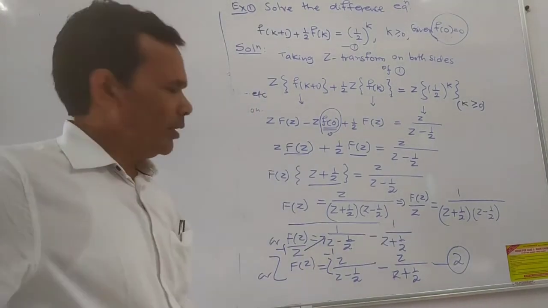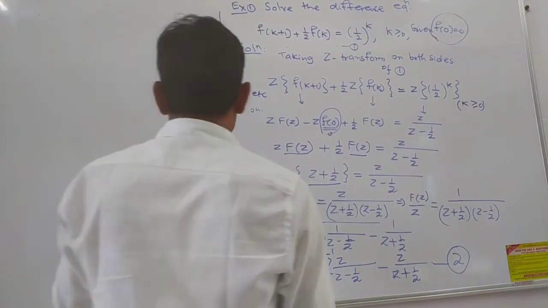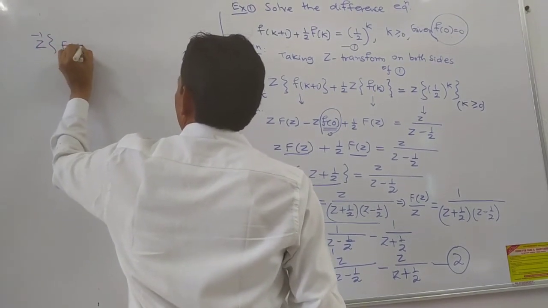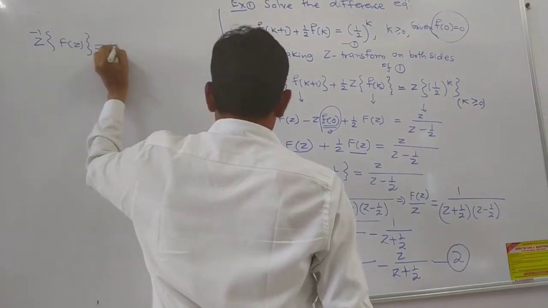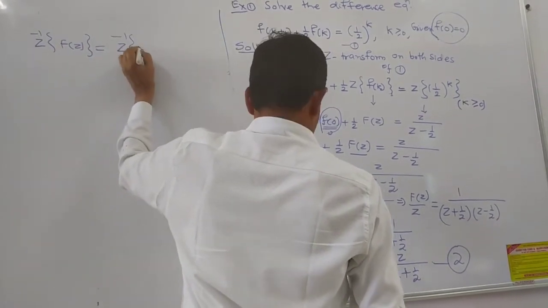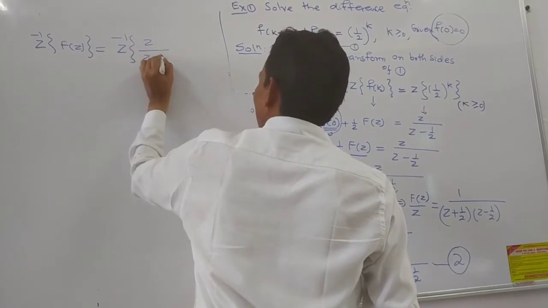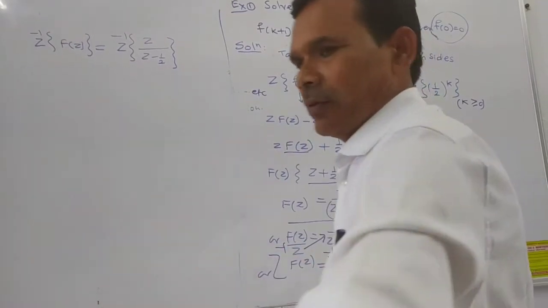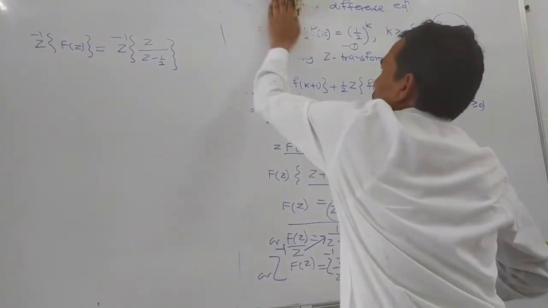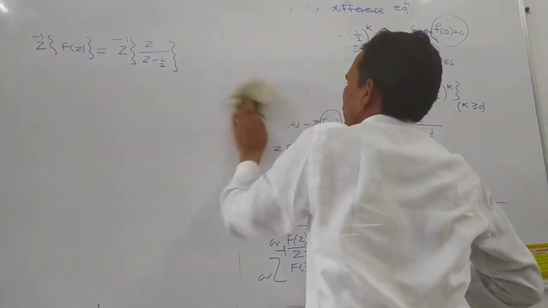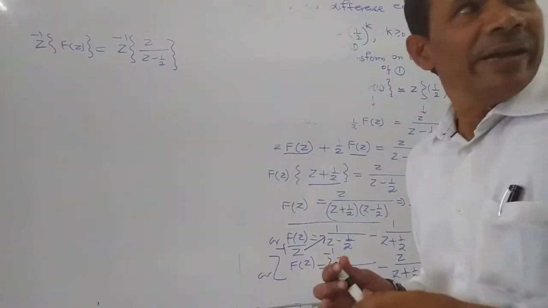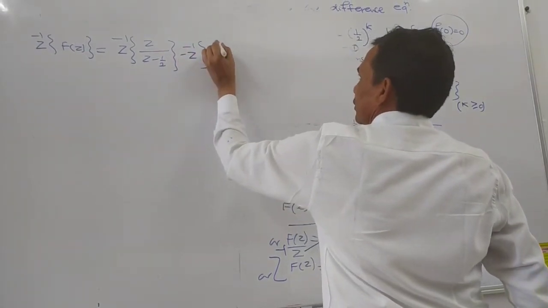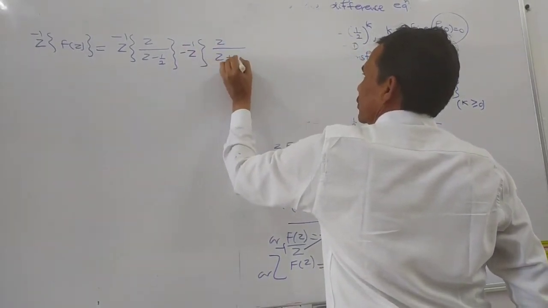So if I take the inverse z transform, I am getting z inverse of f of z, which is equal to z inverse of z upon z minus half, minus z inverse of z upon z plus half.